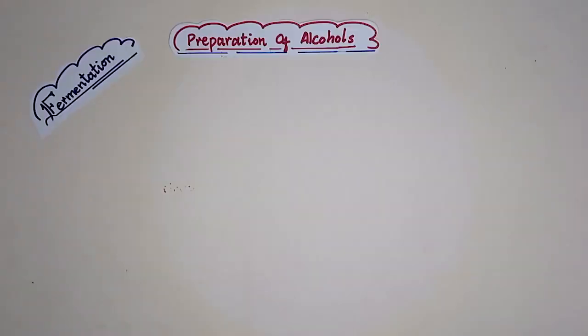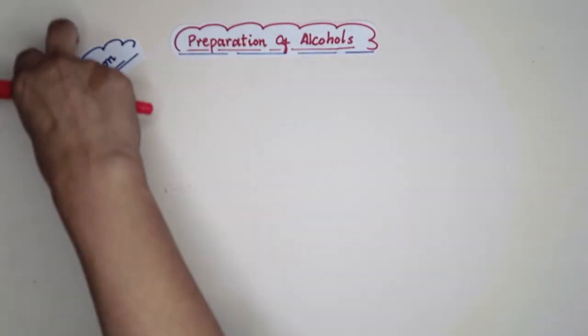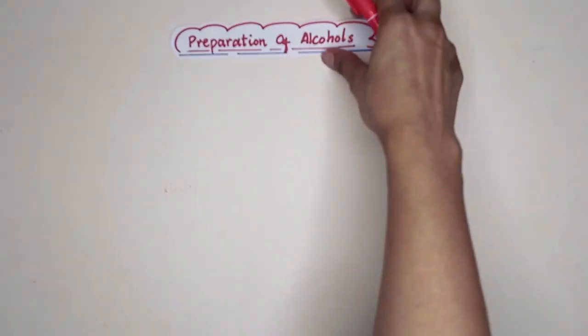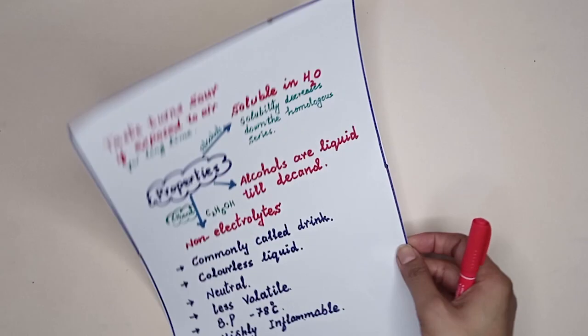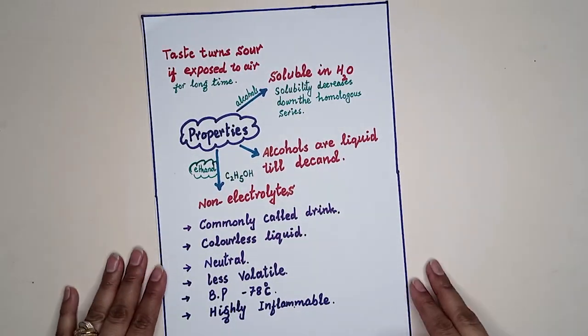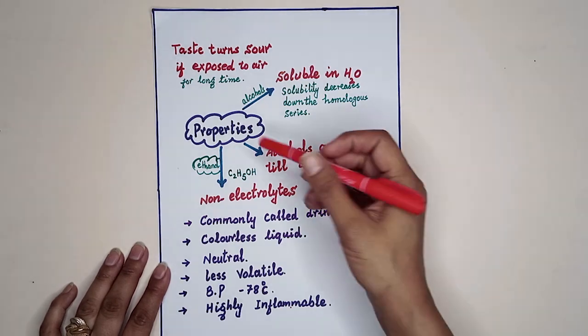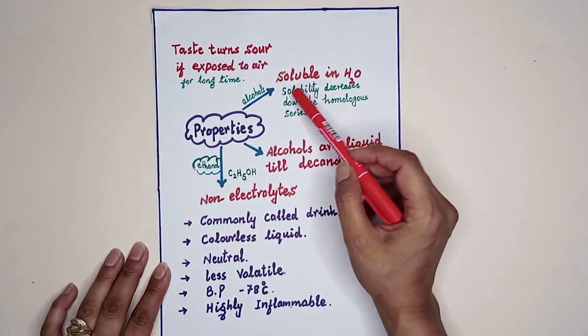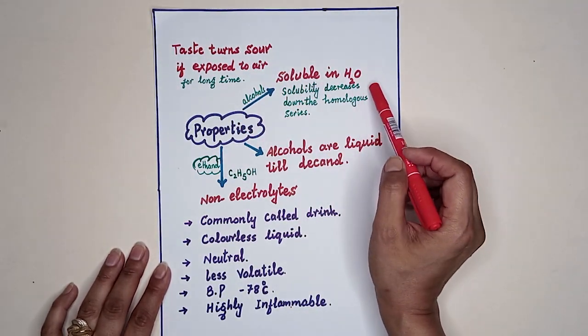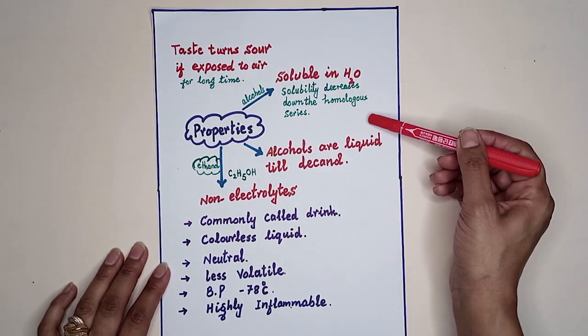Now next we will move towards the properties of alcohols. First, the physical and general properties of alcohols. Basically, alcohols are soluble in water. Solubility decreases down the homologous series.